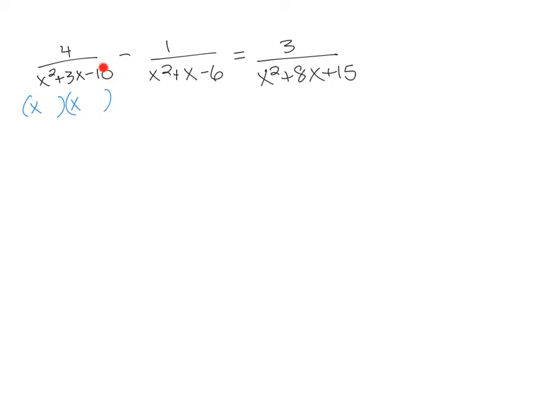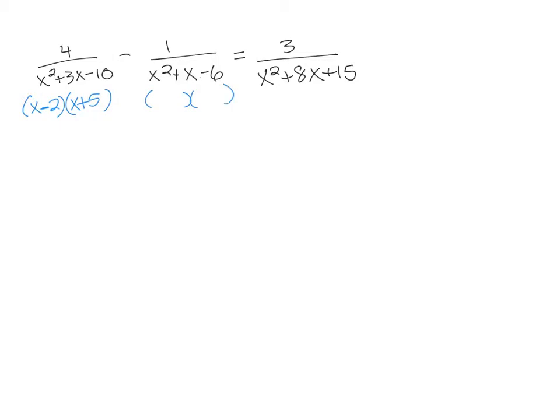So I need to factor 10 in a way that I can subtract to get a positive 3. So those factors of 10 have to be a 2 and a 5, right? So a 2 and a 5, and they're going to subtract to be positive. So the big number is a plus and the little number is minus. All right, let's try that again.